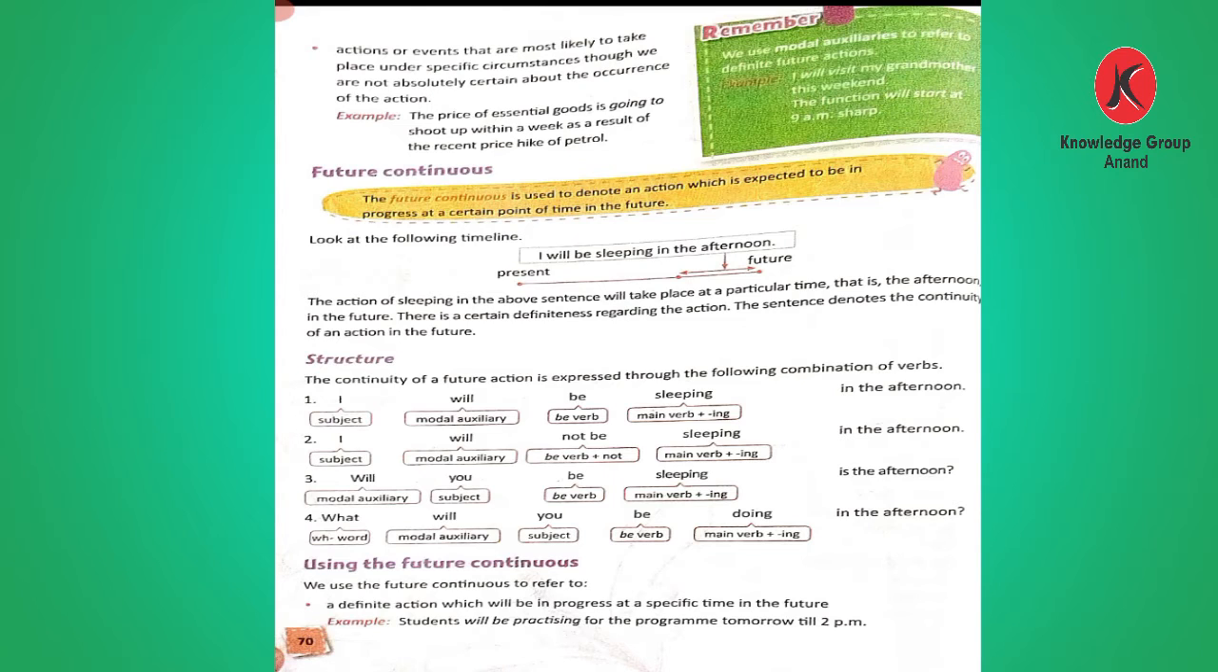A certain progress of the action is expected. Which progress? Sleeping in the afternoon. The action of sleeping in the above sentence will take place at a particular time. Which particular time? Afternoon, that is, the afternoon in the future. There is a certain definiteness regarding the action. The sentence denotes the continuity of an action in the future.